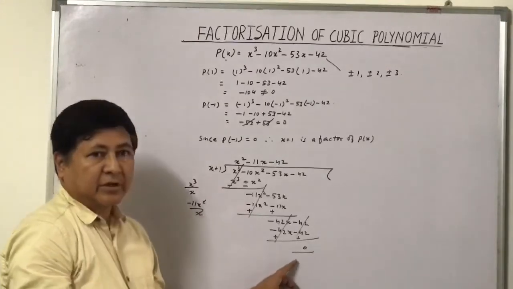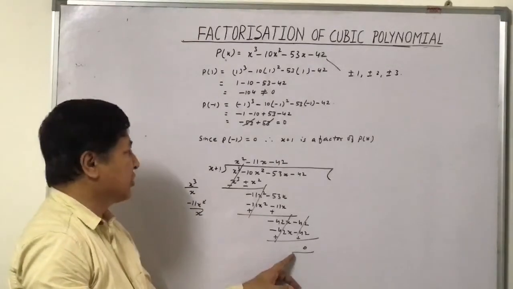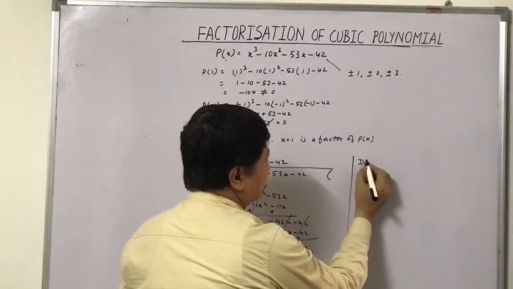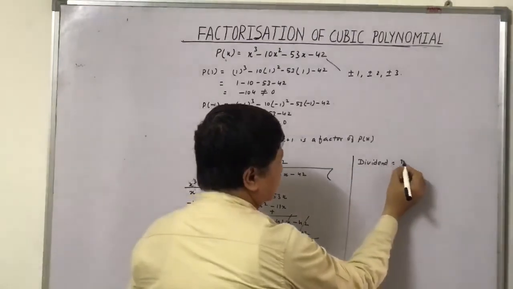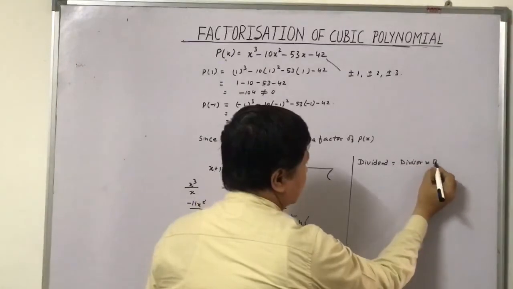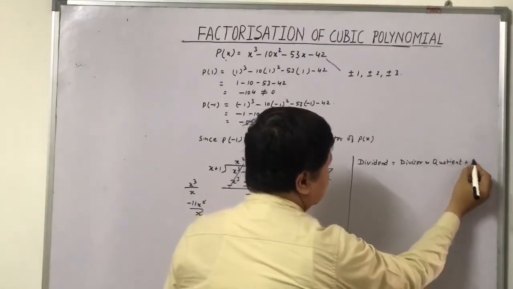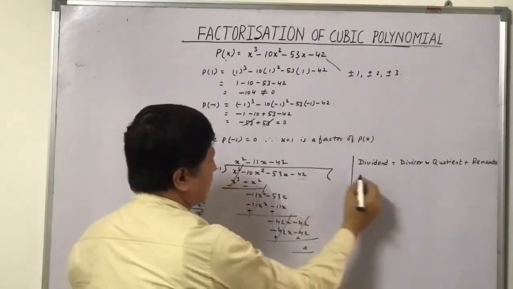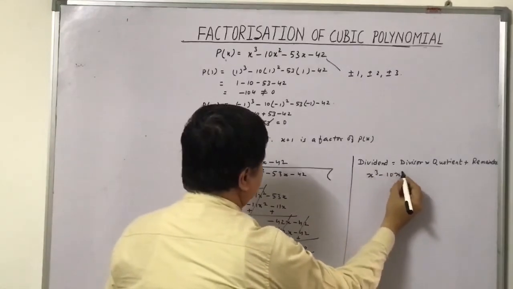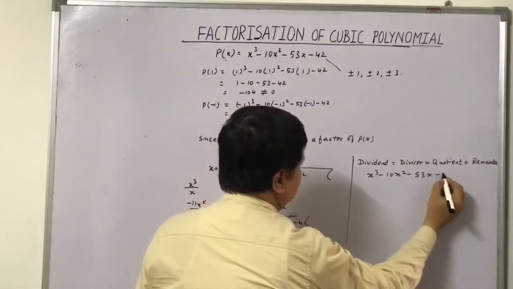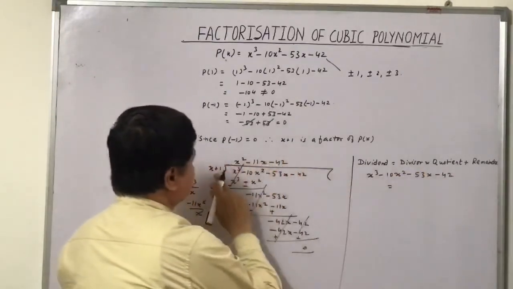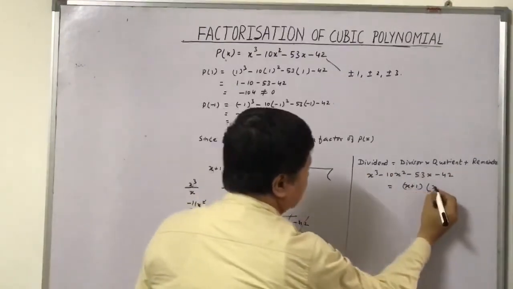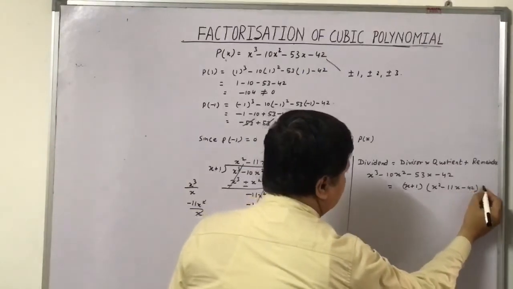Now, if we are not getting a 0 here, then we will check again; we should always get a 0 here. Now, the final step: we know that dividend equals divisor into quotient plus remainder. So the dividend is x cube minus 10x square minus 53x minus 42. That is equal to x plus 1, and the quotient is x square minus 11x minus 42, and the remainder is 0.